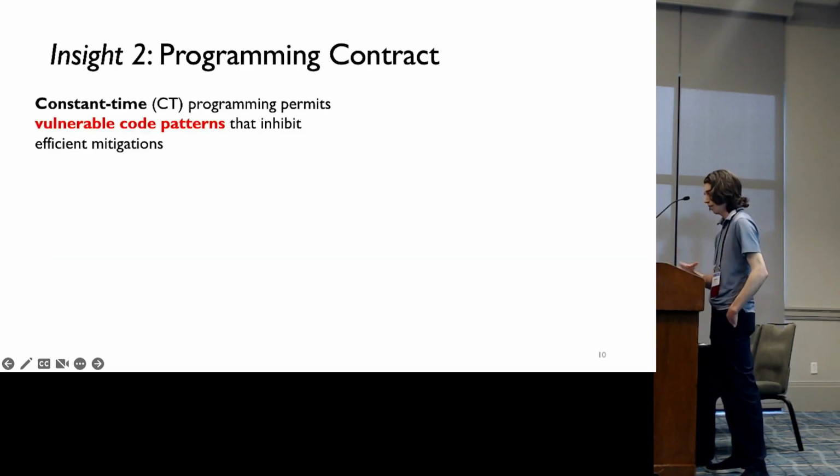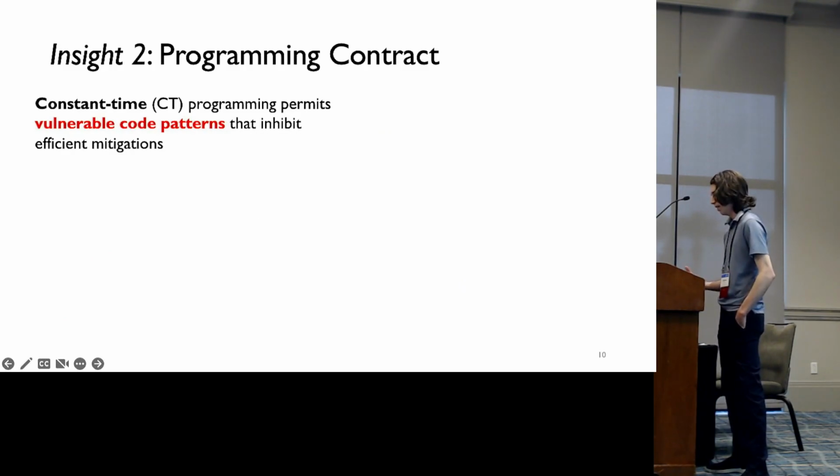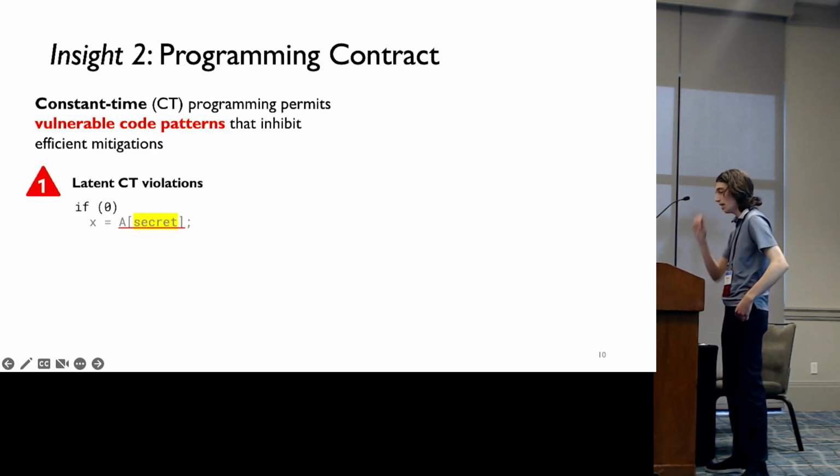Okay, so now moving to the software side. So when we were designing Serberus, we realized that there were these two constant time code patterns, so basically legal constant time code patterns that violated the assumptions we wanted to make and that we needed to make to have an efficient mitigation. But it turns out both of these were inherently vulnerable to Spectre attacks anyway, so they're not good programming practices for constant time code. So the first one is latent constant time violations. These are legal in constant time just because they never non-speculatively execute due to an impossible condition.